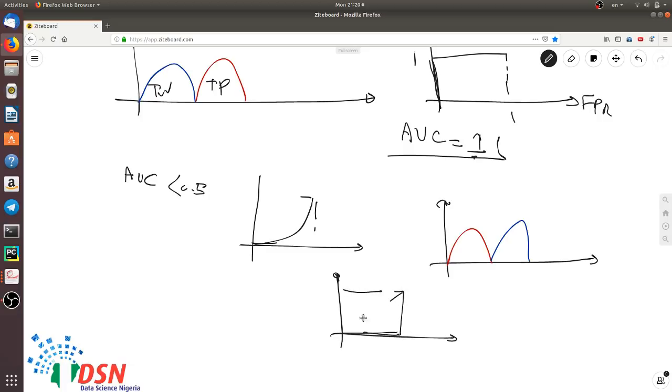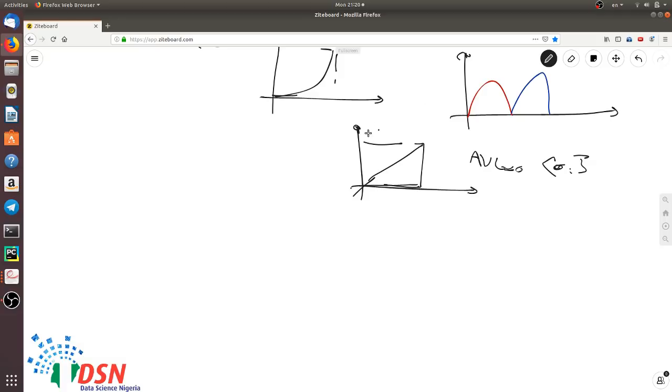As you can see in here, the AUC is approximately 0 or under 0.5. It means that the classifier predicts the negatives as positives and vice versa. So you just need to invert the prediction of your classifier to convert that to a better AUC. Okay.